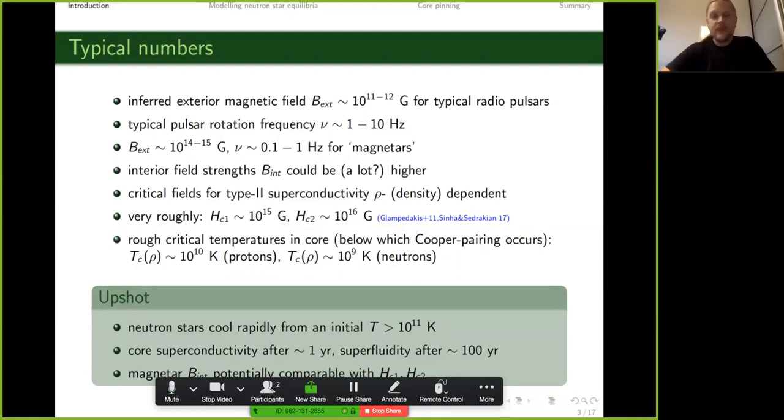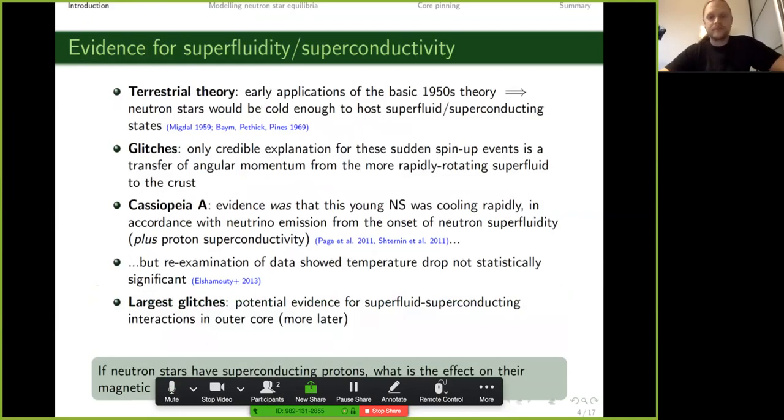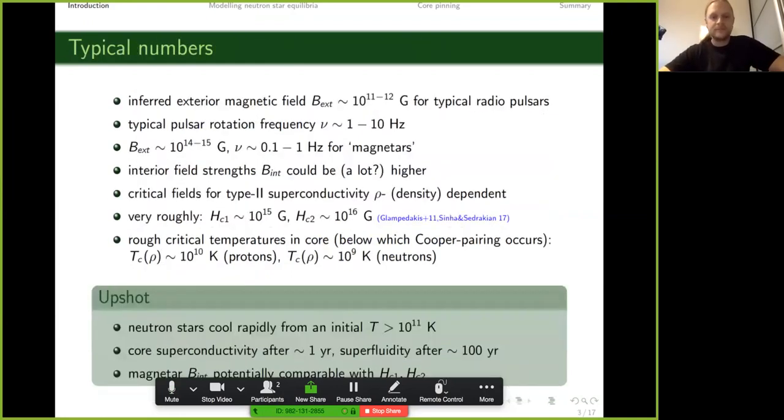Sam, can I ask a question? Yeah, sure. In this picture, you're assuming that it always forms a type 2 superconductor. How much do we know about that? Would you not be forming type 1 superconductor further deeper in the core or something?